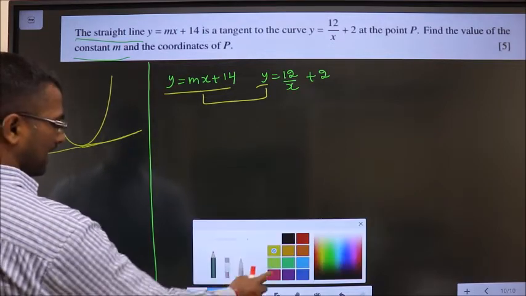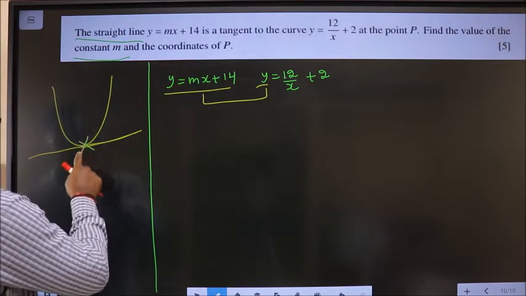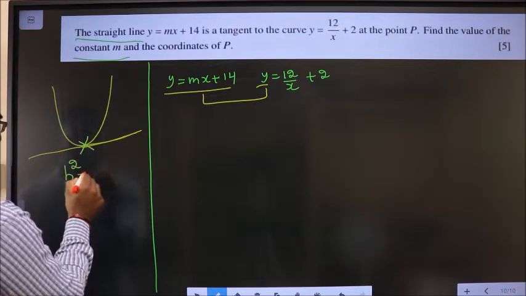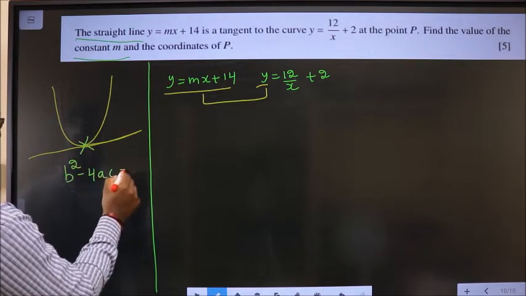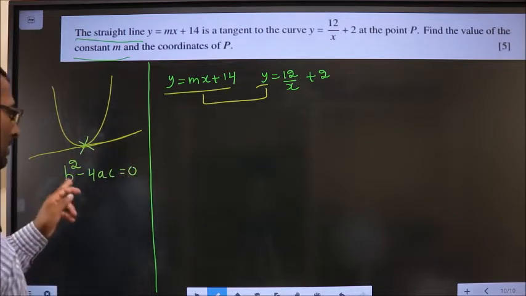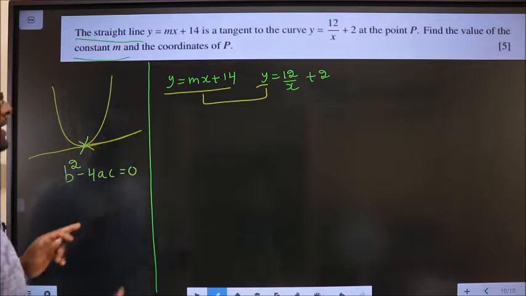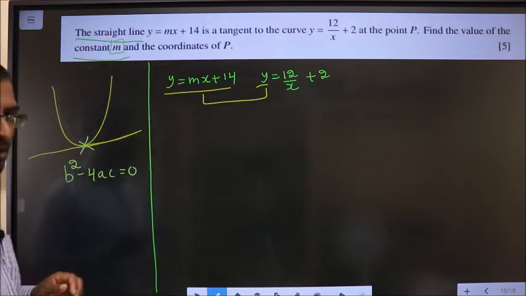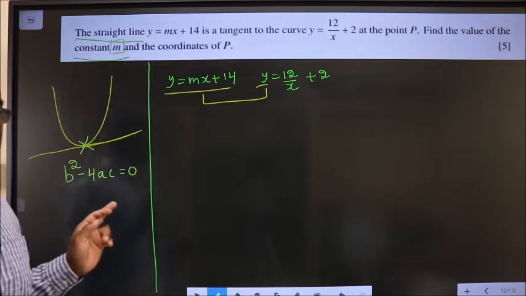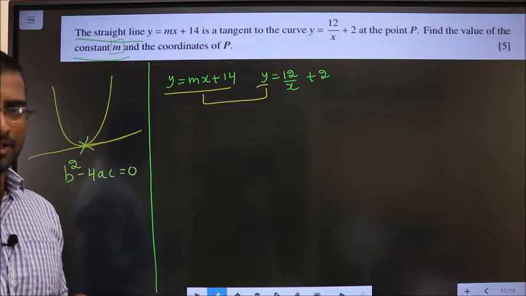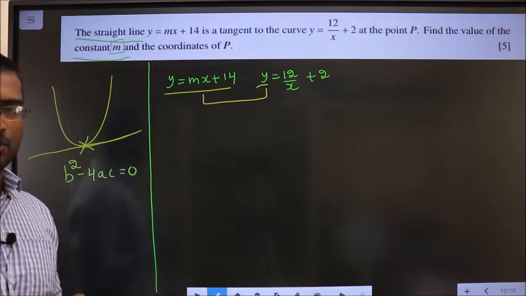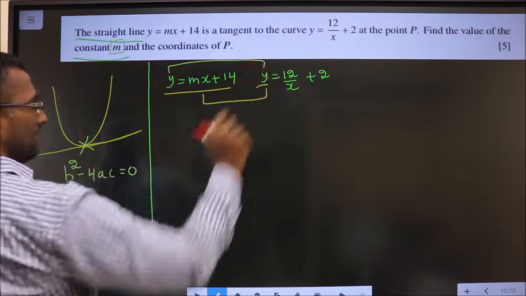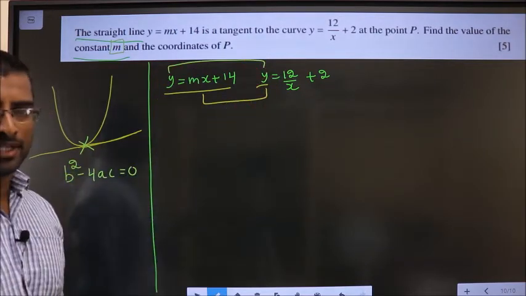Now, if they are intersecting at only one point, the condition that I should make use of is b square minus 4ac is equal to 0. When I make use of this condition, I get the value of constant m. To make use of this condition, there should be a quadratic equation. And how do I get the quadratic equation? By solving these two equations.